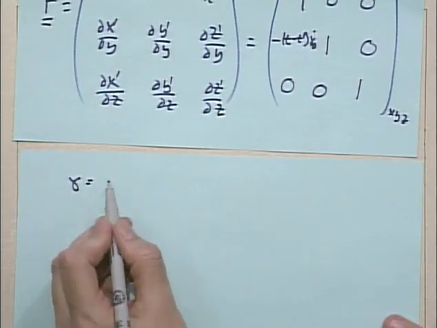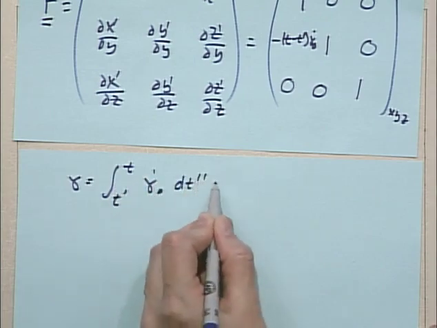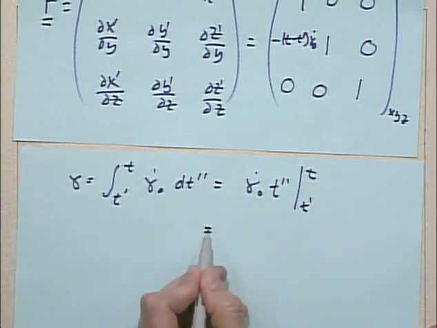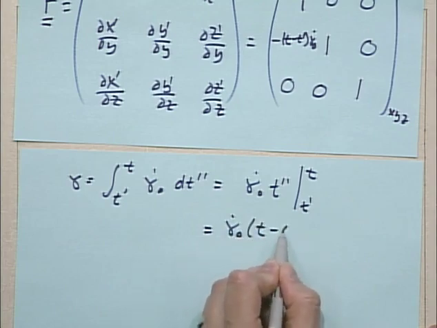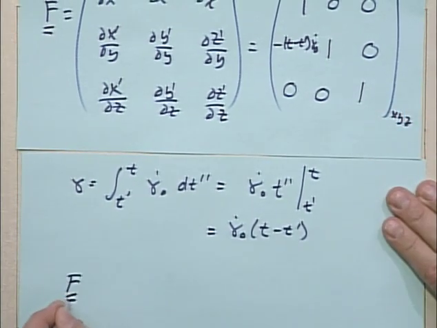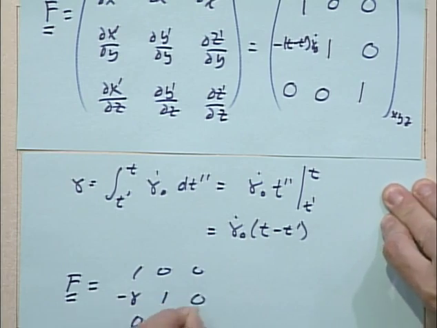This is sometimes written a little bit differently because we can relate this quantity to the strain. If we define gamma as the integral from t prime to t of gamma dot naught dt double prime, we get gamma dot naught t double prime evaluated from t prime to t, and we get gamma dot naught (t minus t prime). And so we can write F as 1, 0, 0, minus gamma, 1, 0, 0, 0, 1.